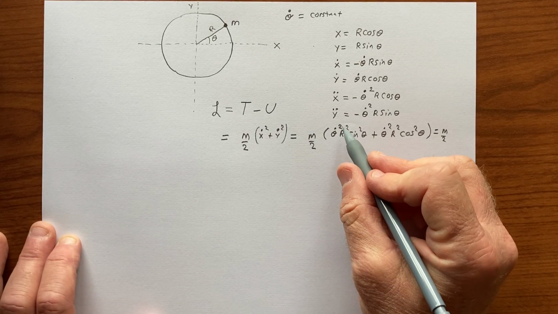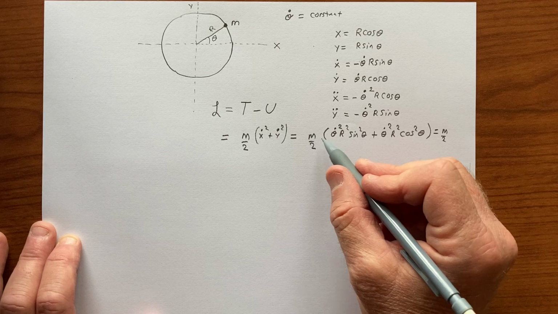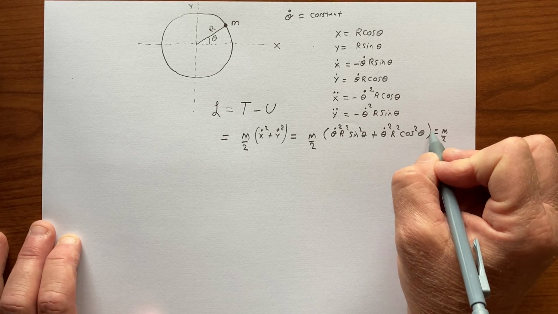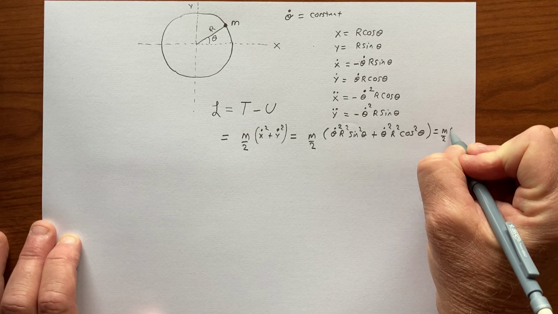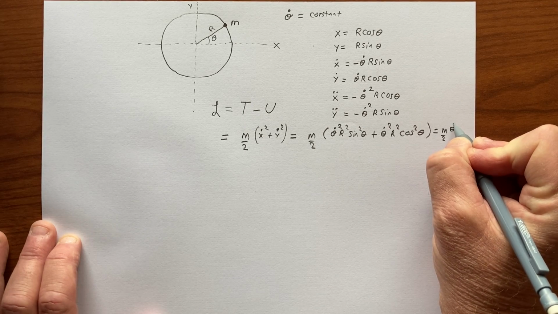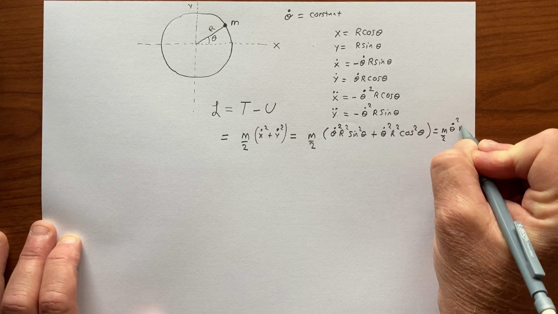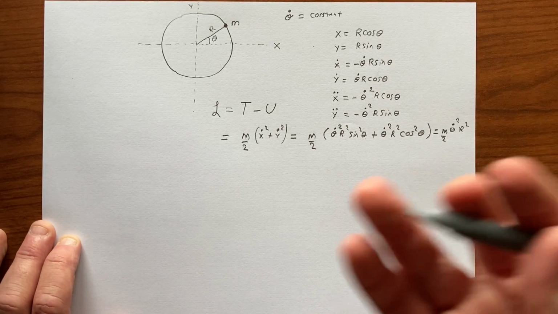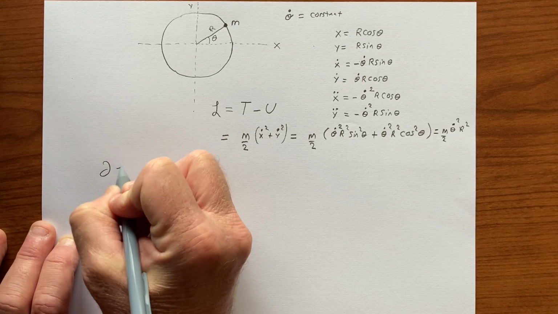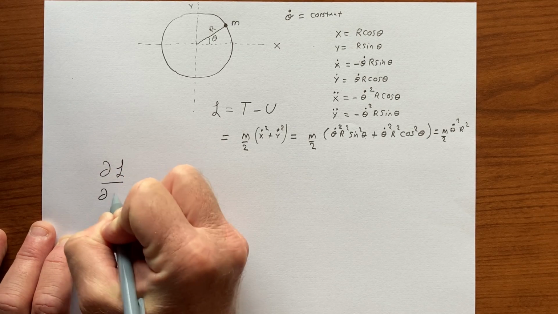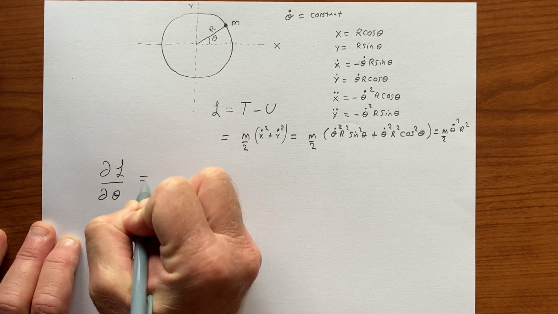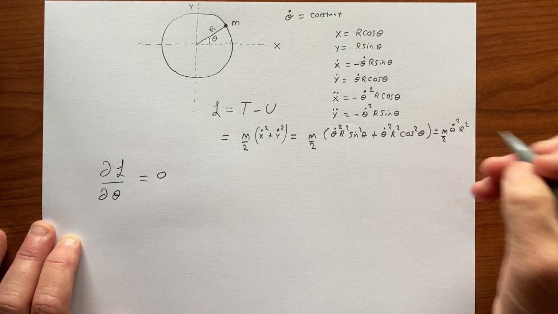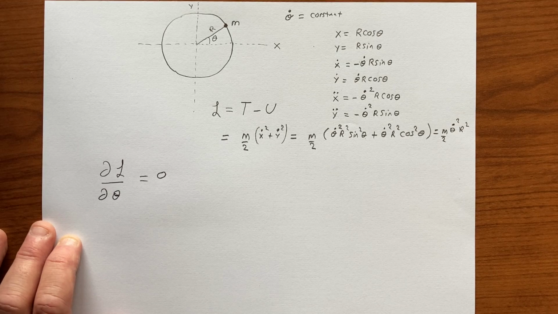Theta dot squared R squared can be pulled out, and so we just have sine squared theta plus cosine squared theta in parentheses. That's equal to 1, so we simply get m over 2 theta dot squared R squared. That's the Lagrangian. So dL by d theta is, of course, equal to 0 because there is no theta in the Lagrangian.